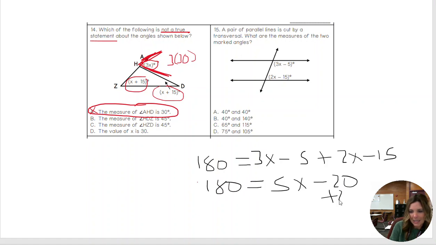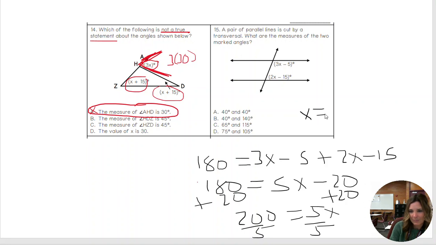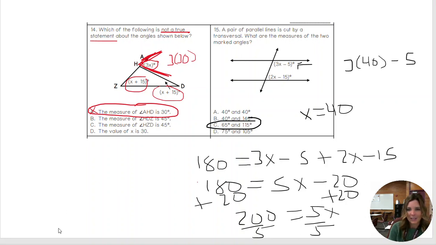And then we add 20 to both sides. So we get 200 equals 5x. And when we divide by 5, we get 40. So x equals 40. Now that is not the angle measures. The angle measure for this one is going to be 3 times 40 minus 5, which is 115. And then the other one is going to be 2 times 40 minus 15, which is 65.